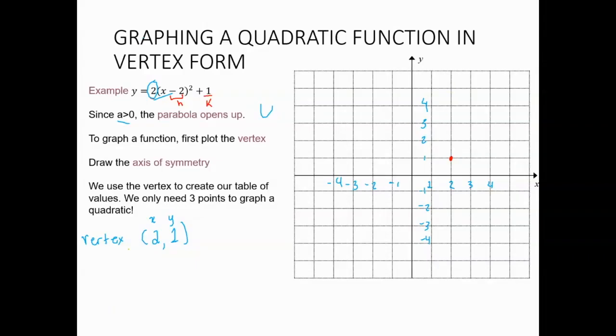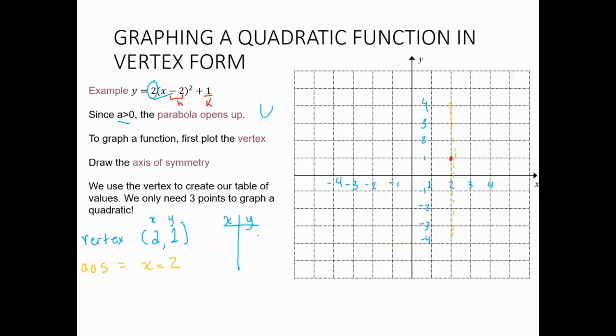Now I'm going to draw my axis of symmetry. My axis of symmetry, we sometimes say AOS, is going to be x equals whatever my x value is. So it just basically means the vertical line that runs through this x value. So that's going to be my axis of symmetry, x equals 2. And then we use this vertex to create our table of values. We've done a table of values in the past. So my table of values is just going to be x and y.